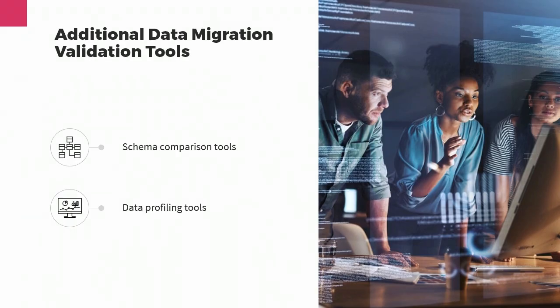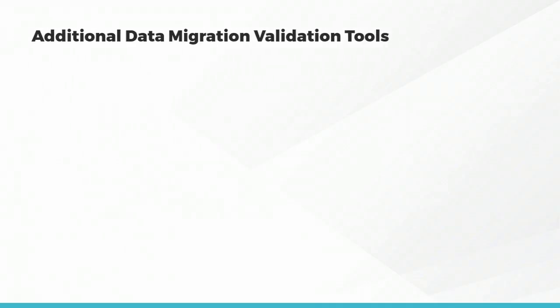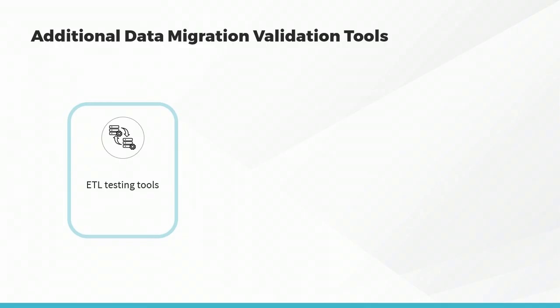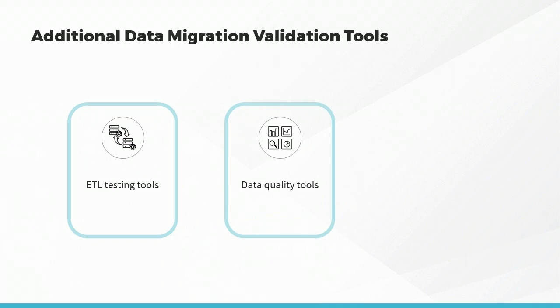This step is really important when we're looking at data pre-migration and addressing any issues that might impact the migration process. Now, there's additional data migration validation tools that include things like ETL testing tools, which validate the extraction, transformation, and loading of our data into the target system. And there's data quality tools that focus on ensuring that the migrated data meets predefined quality standards that I've already defined. This is really important for checking for completeness, consistency, and reliability within our data.